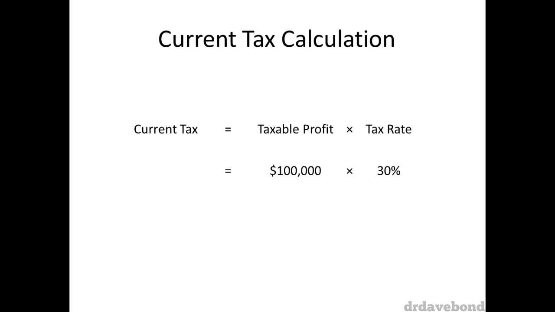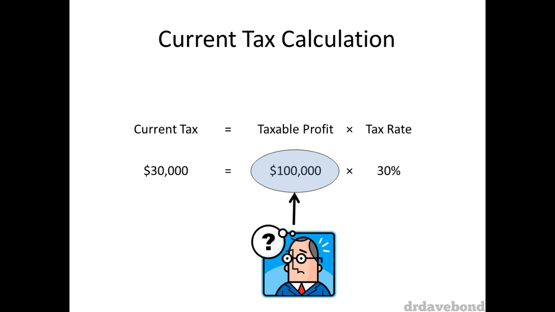Putting this as a formula, current tax is equal to taxable profit multiplied by the tax rate. So, if we had a taxable profit of $100,000 and a tax rate of 30%, the current tax expense and payable is equal to $30,000. This is the amount of money that the company owes the government in respect of the taxable profit that it made. However, at this point we have not discussed how the taxable profit amount of $100,000 is determined.